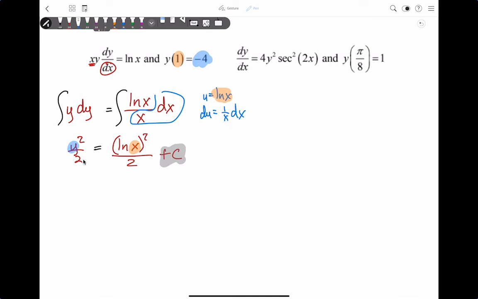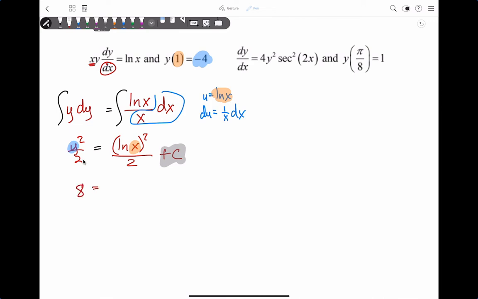So negative 4, be careful. Negative 4 squared is different than negative 4 like this squared, and this is the correct way we need to input it. So we have negative 4 squared will be a positive 16 divided by 2 is going to give us an 8. So let's go ahead and put 8 on the left side.